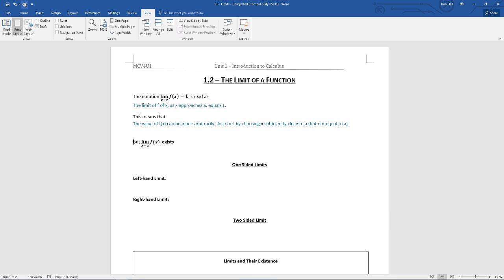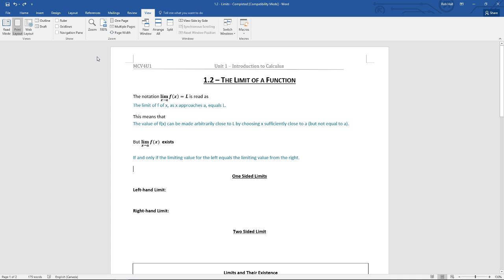So, for a limit to exist, the limiting value for the left side has to be equal to the limiting value for the right side. So what I mean by that is as you approach the value a from the left-hand side, it has to be equal to the same thing as you approach from the right. Okay, so it'll be more obvious when we do some examples in just a minute here.